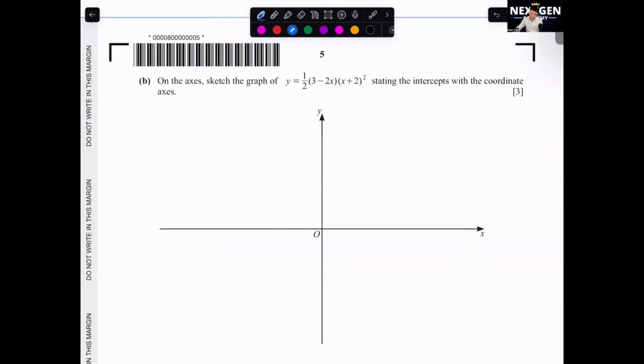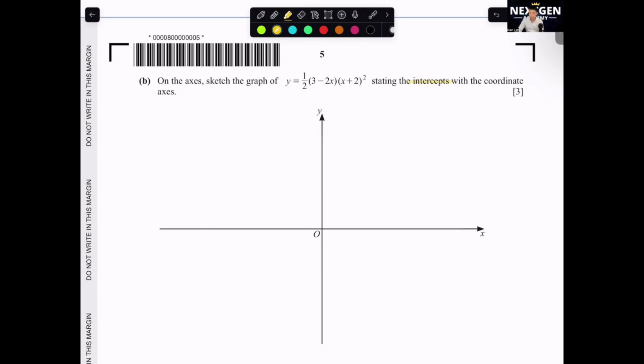Right, now the next one. On the axis, sketch the graph y equals to half (3 minus 2x)(x plus 2) squared, stating the intercepts with the coordinate axis. Okay, why did we do that first question? First, we have to understand what type of graph this is. Then, they want us to find what the intercepts are. Then, using the information from the first question, we also need to state the maximum minimum point.